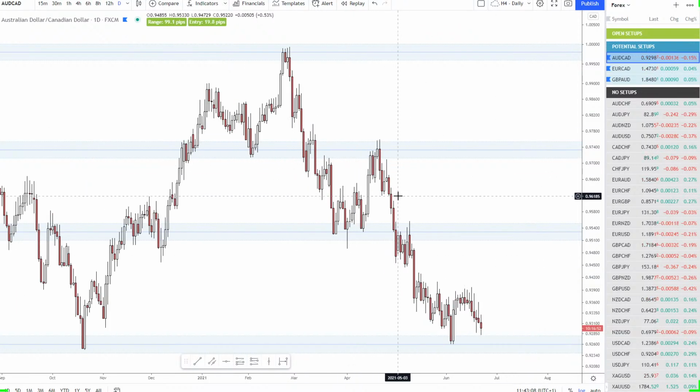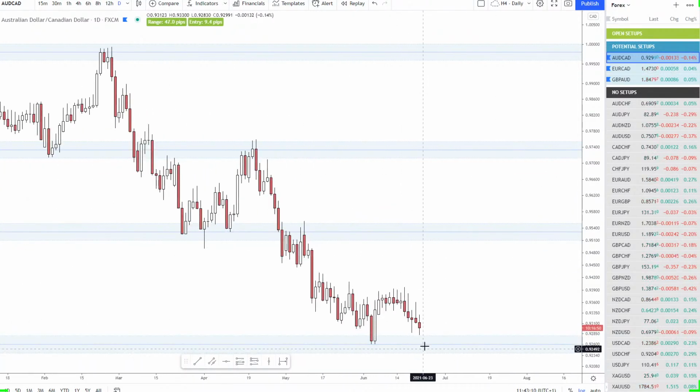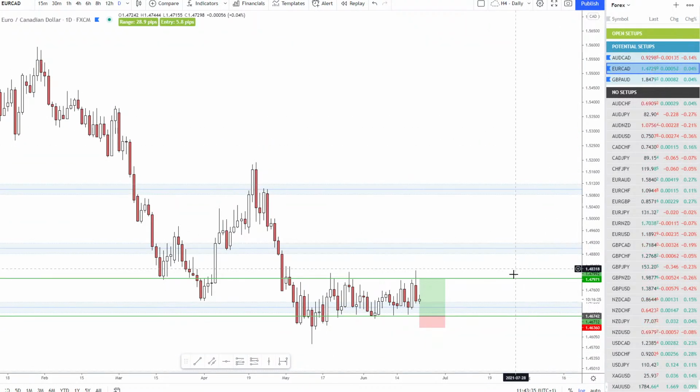AUDCAD, we've got a potential long from support if it pushes back down to here. It's going to be a tricky one to enter because last reversal didn't really get far. So basically, we'd want to have our target pretty much no higher than this blue line here, which means that it's going to be very tricky to get a good enough entry to get a good risk to reward ratio. So we'll see how that one plays out.